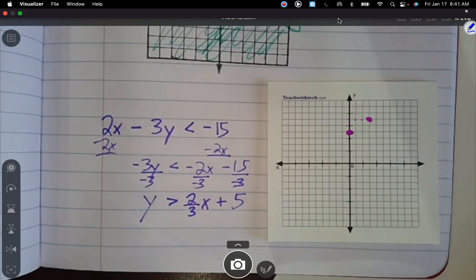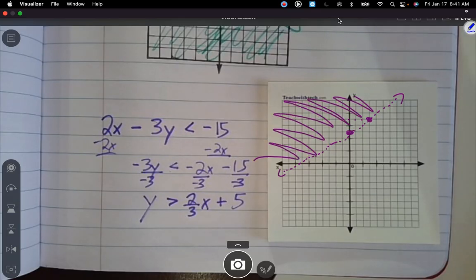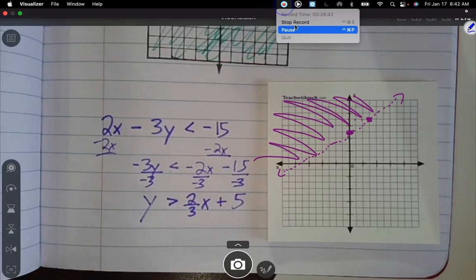So is this a dotted or a solid line? It's dotted because it's not equal to. And then it's greater than, so I'm going to shade above it. Okay, and that just about covers everything. I'm not doing your number 5. You have to do your number 5. I want you to do yours. I'm going to stop this and then I'll come right back to this paper.